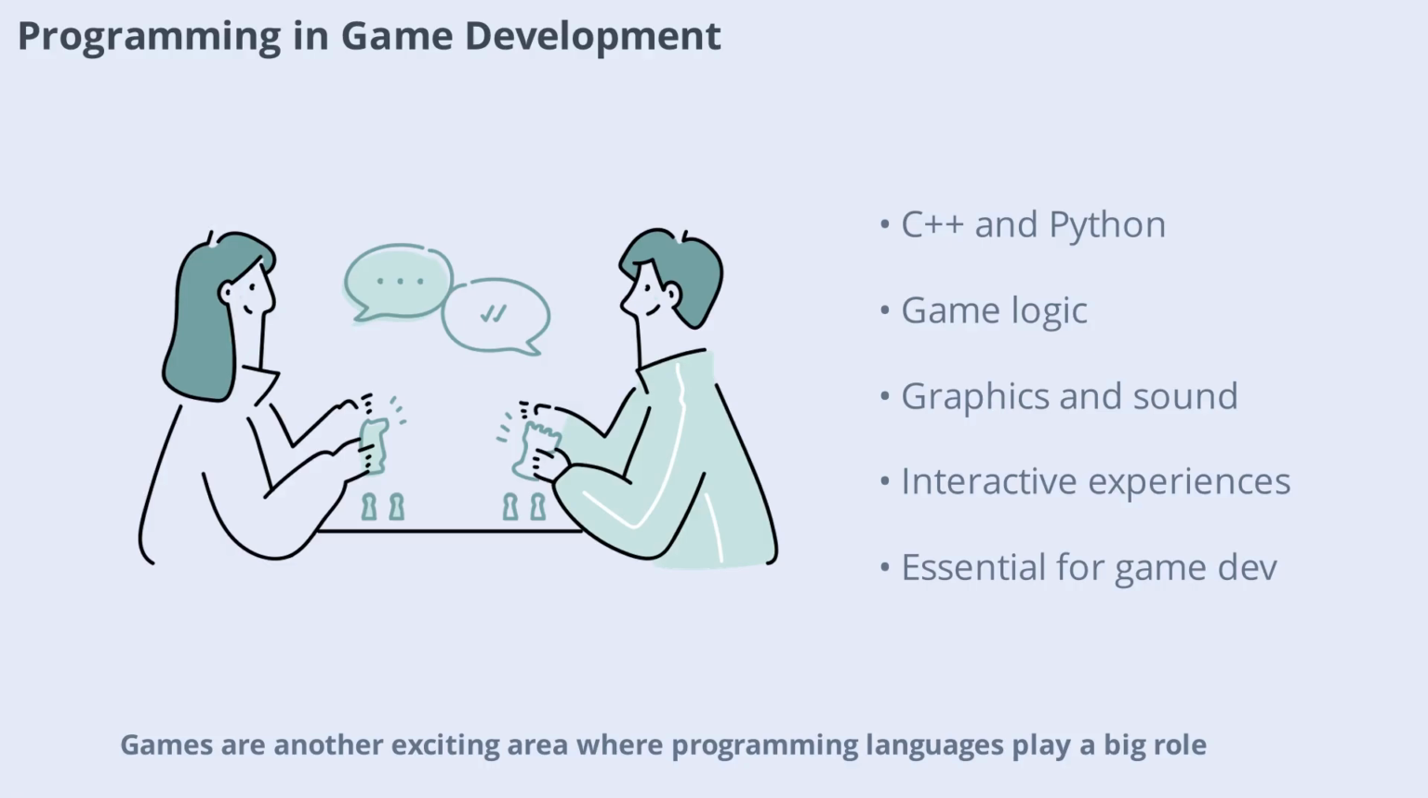Games are another exciting area where programming languages play a big role. Developers use languages like C++ and Python to create the logic, graphics, and interactions in games. Every action, sound, and visual effect is controlled by code. This makes programming an essential skill for anyone interested in making games.